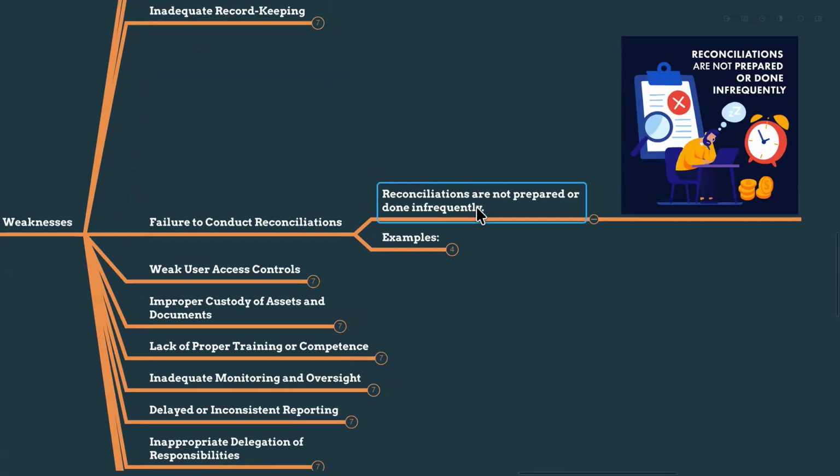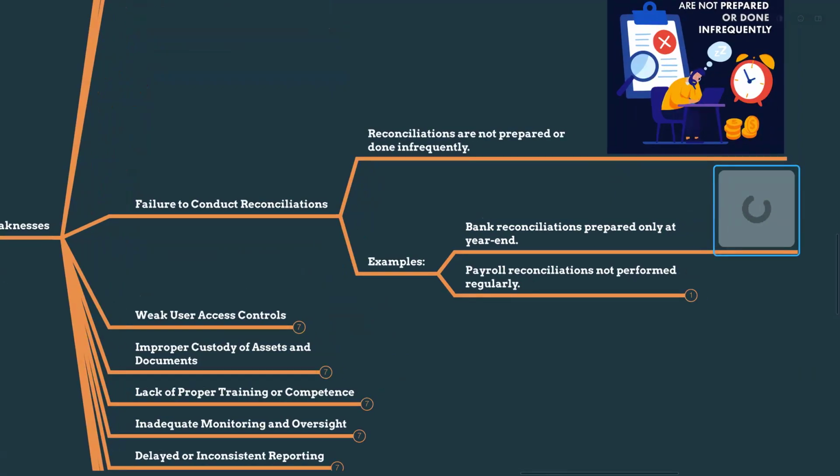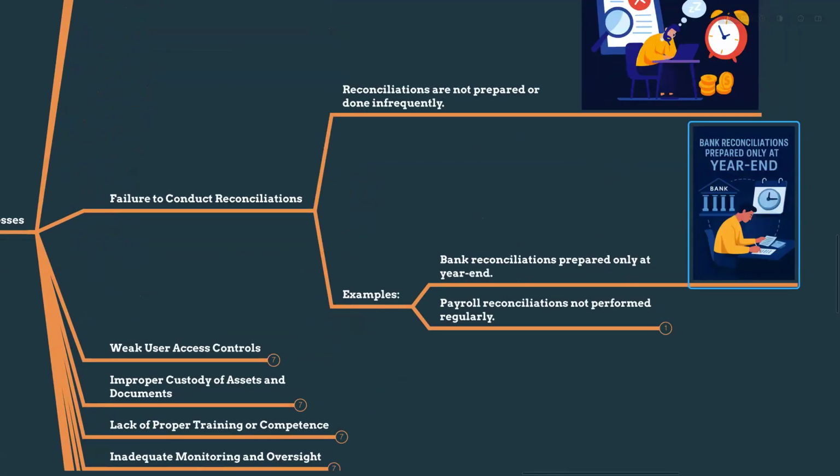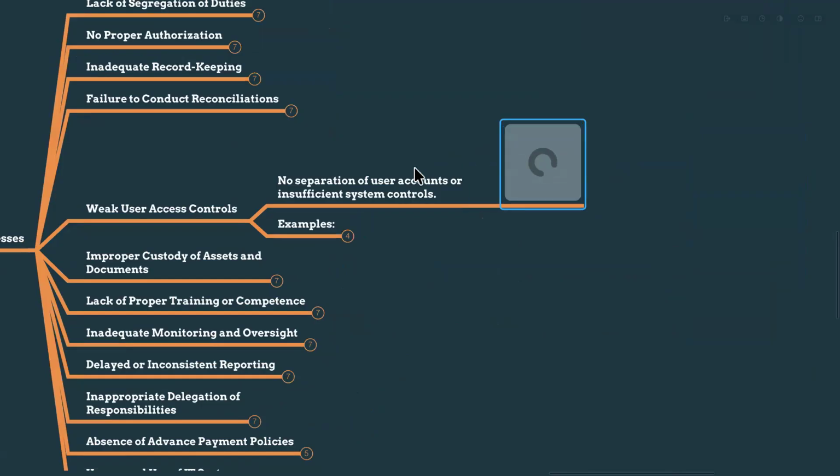And failure to do regular reconciliations. They are not preparing any reconciliation, or only infrequently, every 6 months, every 1 year. No. Bank reconciliation should not be prepared only at year end. That's a weakness. Payroll reconciliations are not performed regularly. That's a problem. And the weak user access controls.